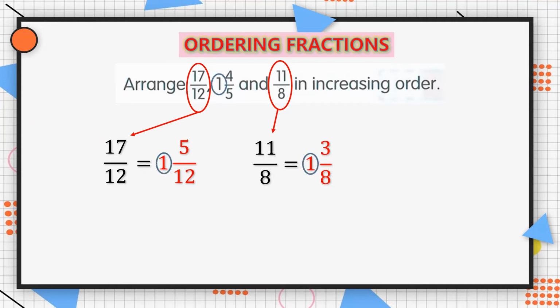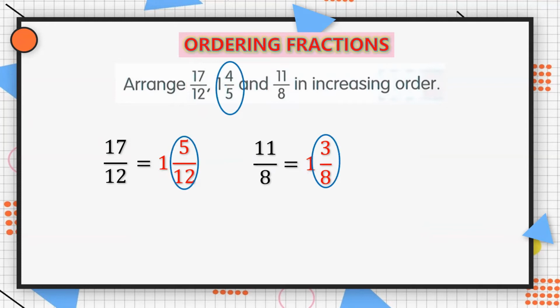Now let's compare the whole numbers. All their whole numbers are the same. That means we need to compare the fraction parts. First, we will compare them to 1/2. So 5 over 12 is smaller than 1/2. Why? Because half of 12 is 6, and 5 is smaller than 6. How about 4 over 5? Half of 5 is 2.5, and 4 is greater than 2.5. Therefore, 4 over 5 is greater than 1/2.